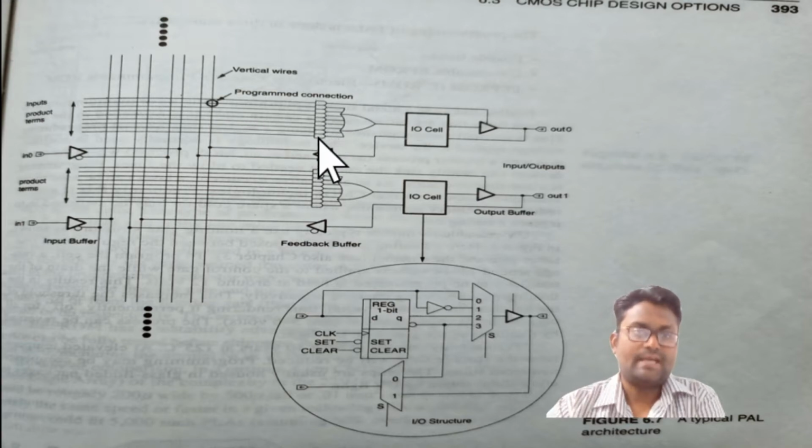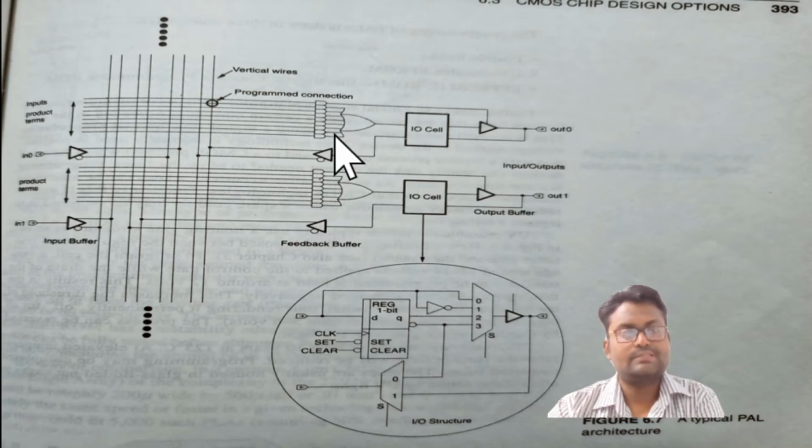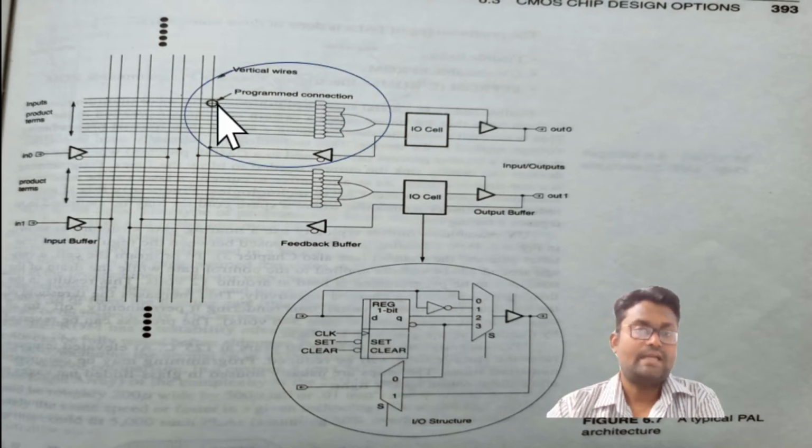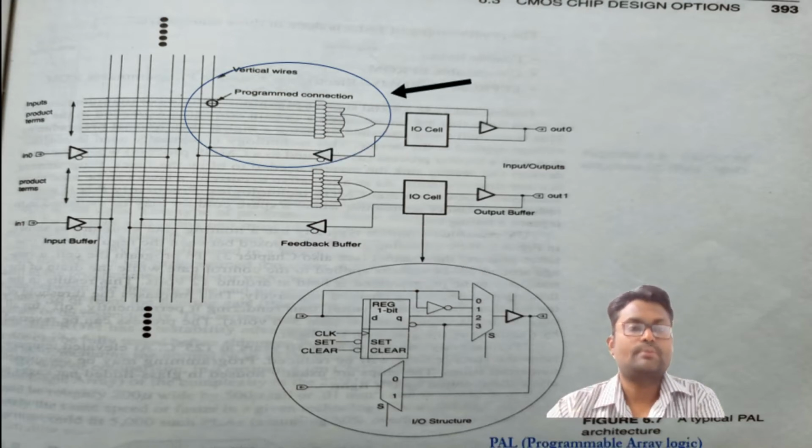Okay, so the input of the AND gate is programmed and the input of the OR gate is fixed, because no interconnection between horizontal and vertical lines is here, so we can say the input of the OR gate is fixed, but the input of the AND gate is variable, or it is programmed. So when we get this type of logic device, where the AND gate is programmable and the OR gate is fixed, this type of programmable device is known as programmable array logic.